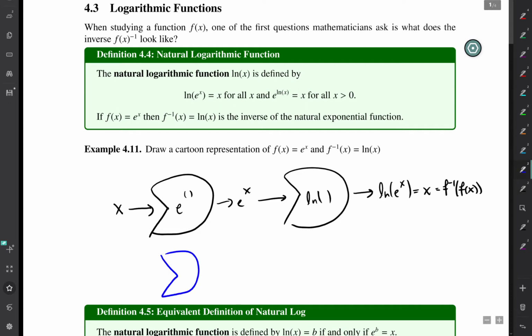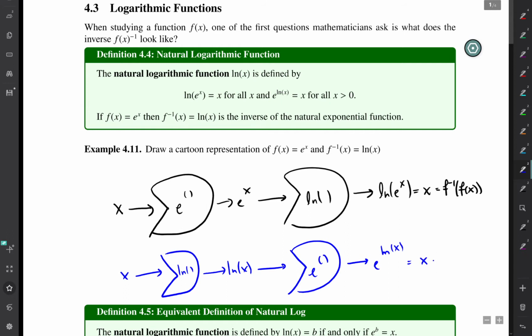We could have done the same thing. We could have plugged x into ln and then plugged that into e, and you should get the same thing back when you're all done. So this is ln of x. When you plug that into e, you get e to the ln of x. But again, that should just be x, because e undoes whatever ln of x does. So this is like f inverse of x in this case.